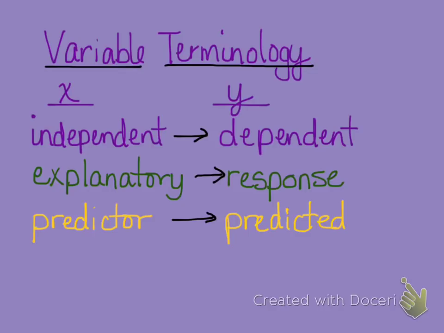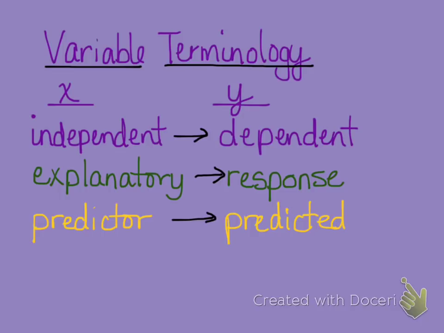Okay, so for instance, the predictor variable could be, thinking of a cooking context, the temperature of my oven, and then the predicted would be the time it takes to cook the roast or the chicken or whatever it is. So all of these are saying basically the same thing. The y variable in each case is something that gets measured, and we're going to predict this y variable based on a value of the x variable. So let's look at some examples of that.